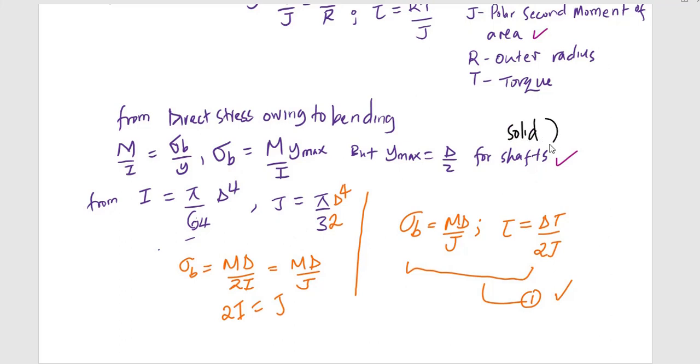Now, if we reorganize this sigma b, sigma b is equal to bending moment times d, which is the outer diameter, divided by 2I, according to M over I equaling sigma b divided by y, if we substitute d over 2 in the place of y. So it means sigma b equals M d divided by J. This is because 2I is equal to J, or twice the second moment of area is equal to the polar second moment of area of that particular section.